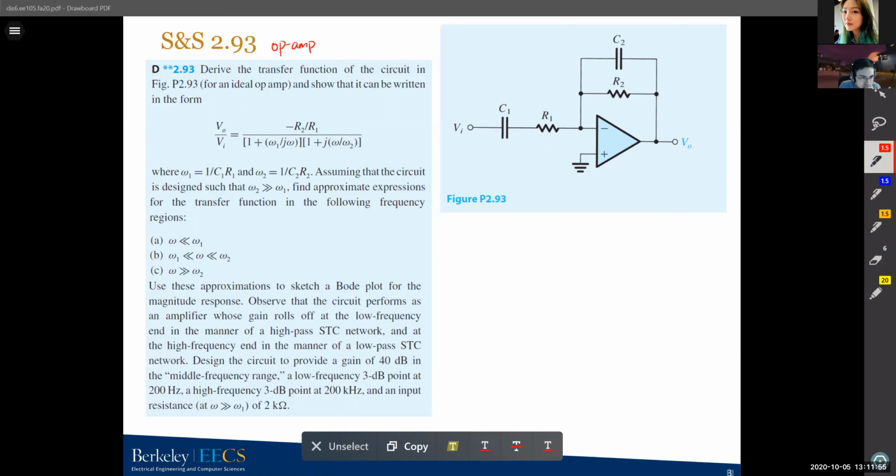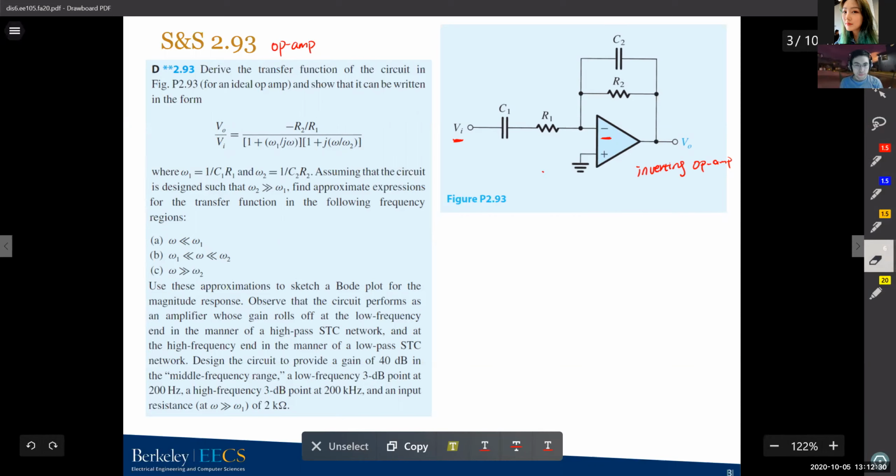From this figure, we can find this is an inverting op-amp. I think some of you may still have a question about how to decide whether it is an inverting or non-inverting amplifier. If the input is directly connected to the negative terminal, then it's called an inverting op-amp. If the input is connected to the positive terminal, it is called a non-inverting op-amp. So that's how we define inverting and non-inverting.